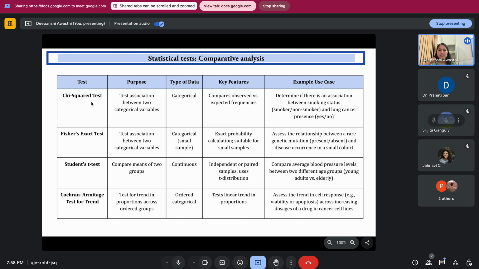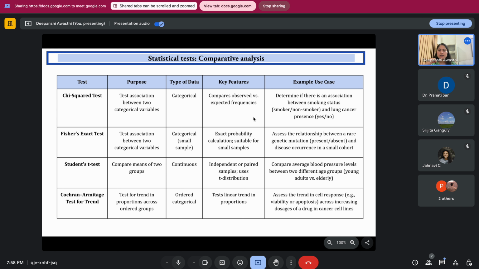So first is the chi-square test, which is performed between two categorical variables. For example, you want to determine the association between smoking status and lung cancer. In that case you perform the chi-square test: how many people are smokers or non-smokers, and how many of them have lung cancer or don't have lung cancer. So for categorical variables, the output will be yes, no; there will be no numbers.